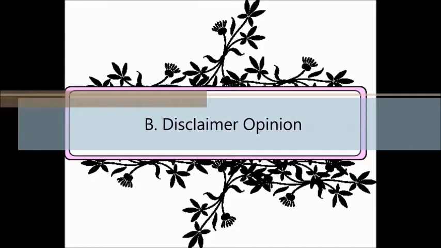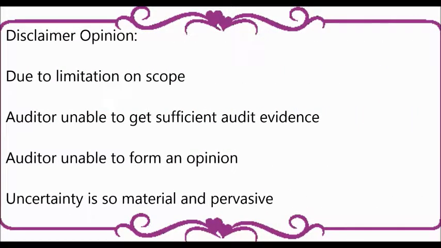B. Disclaimer opinion. Issued due to limitation on scope. The auditor is unable to obtain sufficient appropriate audit evidence to form an opinion on the overall financial statements. The auditor is unable to form an opinion. The effect of uncertainty is so material and pervasive.